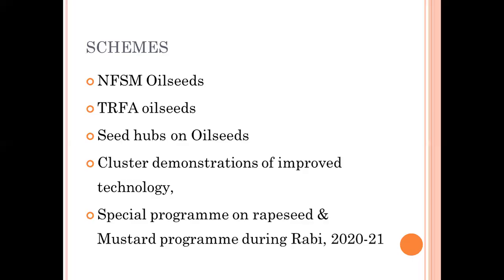There are some more schemes we have. One of them is NFSM, that is National Food Security Mission of Oilseed. It is also working on enhancing the production of oilseeds. And also we have the cluster demonstration of improved technologies. This is mainly done by Krishi Vigyan Kendras in each district. They are working and demonstrating different varieties for getting higher income or higher yield of the oilseeds.